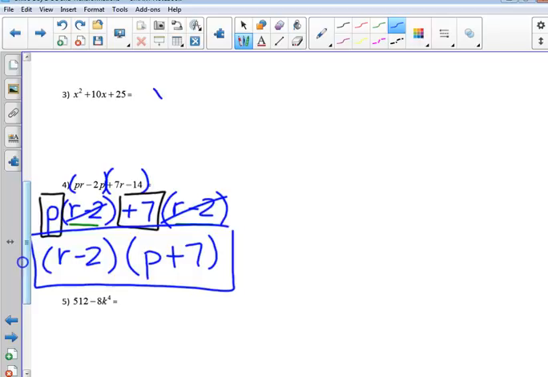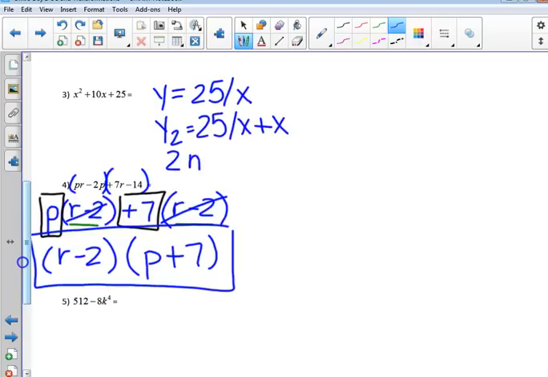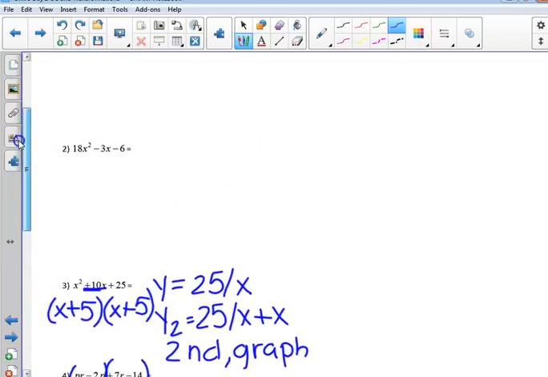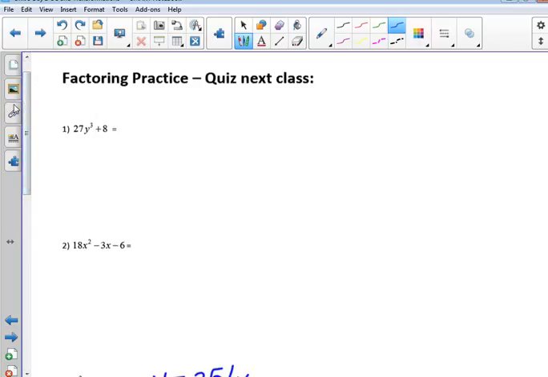So remember, in y equals, 25 divided by x, and then in y2, 25 divided by x plus x. Then what do you hit? Second graph. And then you look in the last column for what? The middle term, which is 10. The first one, this one's a better choice.